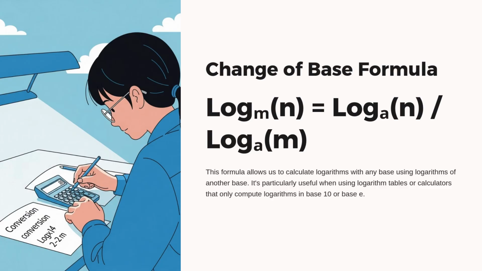Change of base formula. Logarithm of n with base m equals the logarithm of n with base a divided by the logarithm of m with base a. This formula allows us to calculate logarithms with any base using logarithms of another base. It is particularly useful when using logarithm tables or calculators that only compute logarithms in base 10 or base e.